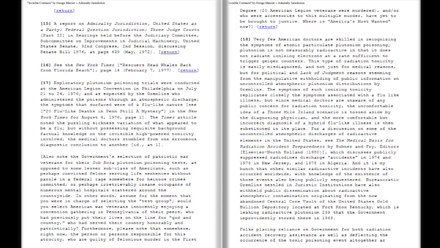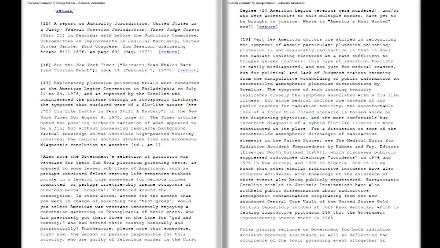Return. 18 Very few American doctors are skilled in recognizing the symptoms of atomic particulate plutonium poisoning. Plutonium is not measurably radioactive in that it does not radiate ionizing electrons at a rate sufficient to trigger Geiger counters. This type of radiation toxicity is easily misdiagnosed, and not just for medical reasons, but for political and lack of judgment reasons stemming from the manipulative withholding of public information on uncontrolled atmospheric plutonium distributions by gremlins.